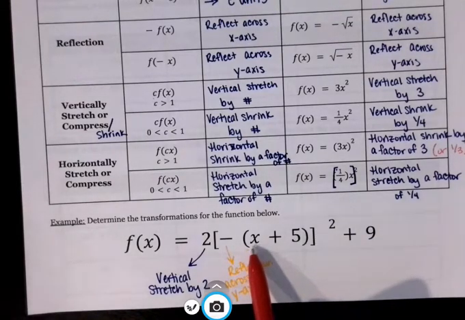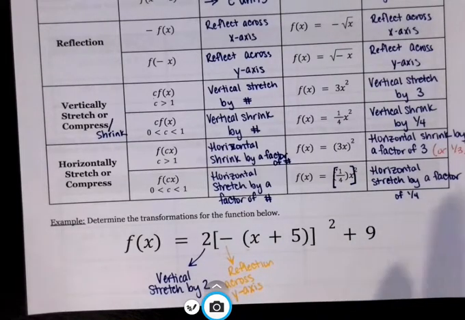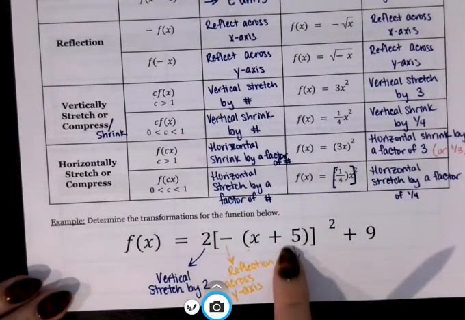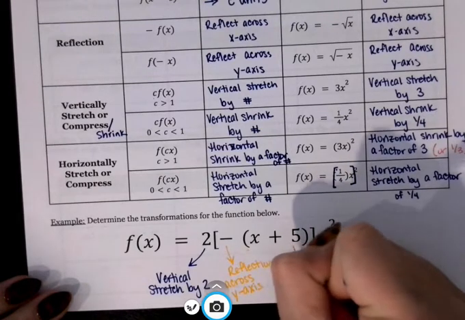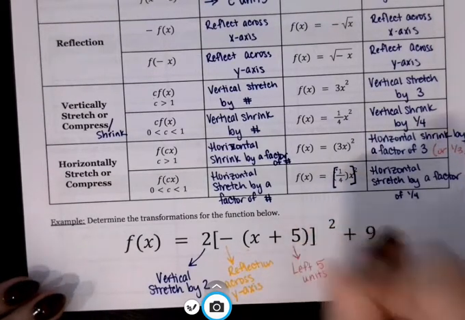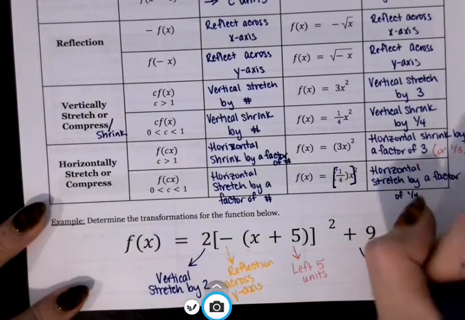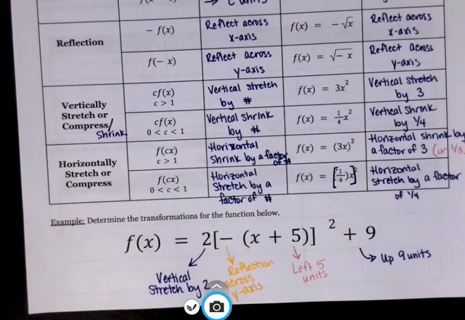Our variable doesn't mean anything because our parent function for this is our quadratic parent function, which is x squared. So we're going to move on to this plus 5. If I'm adding on the inside, I am going left that many units. So say left 5 units. And then my plus 9 means I'm going up 9 units. That plus 9 is on the outside of everything, so I'm going up.